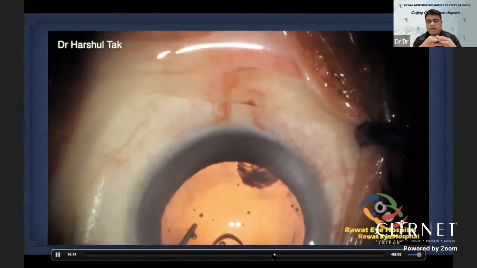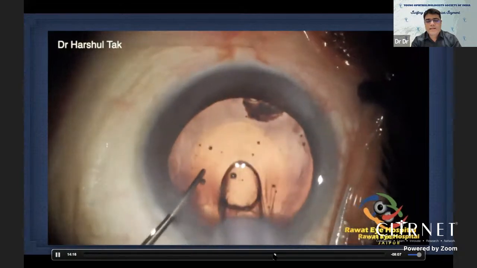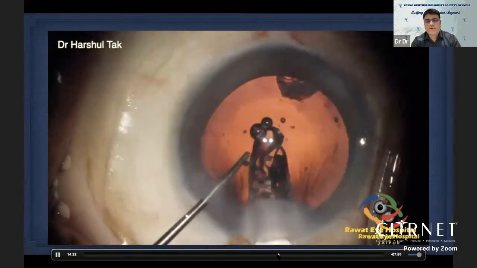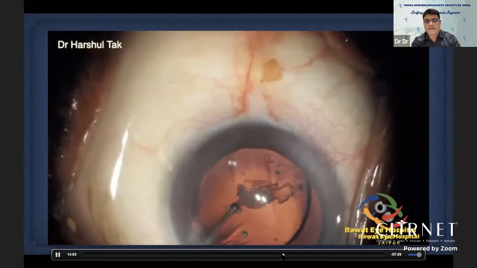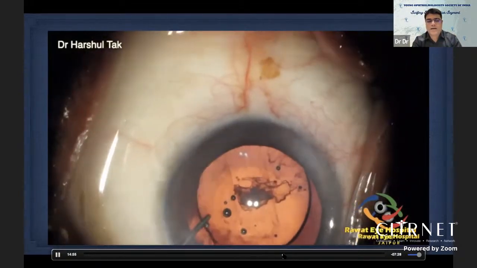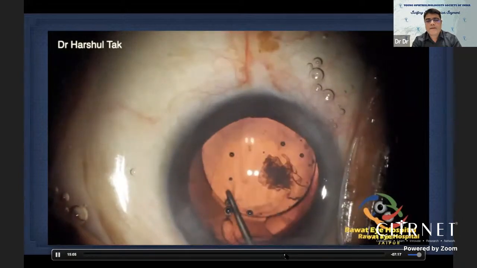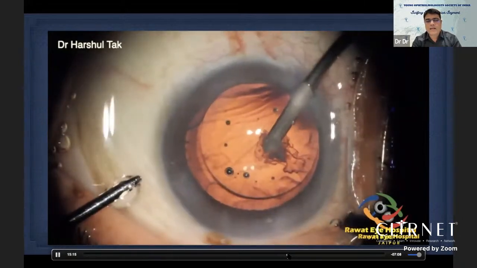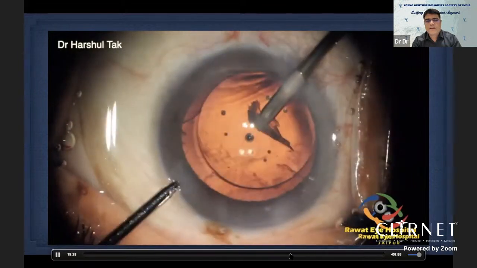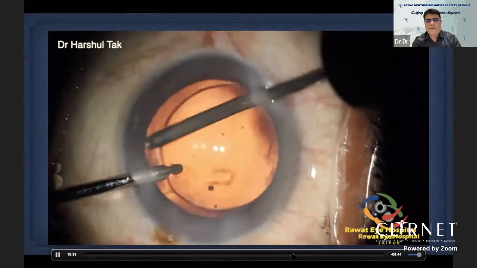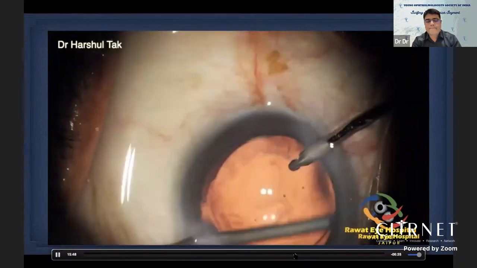This technique is shown by Dr. Amar Agrawal. A brilliant idea that you can put an IOL. Its optic acts like a scaffold and doesn't let the smaller pieces fall into the vitreous. Once I put this IOL, I take off the remaining soft material which is there and then clear off the capsular bag.